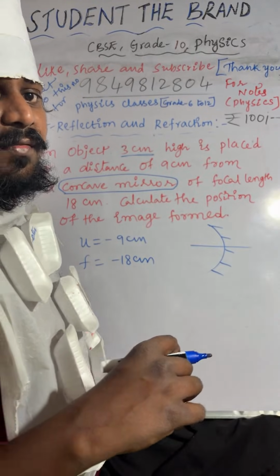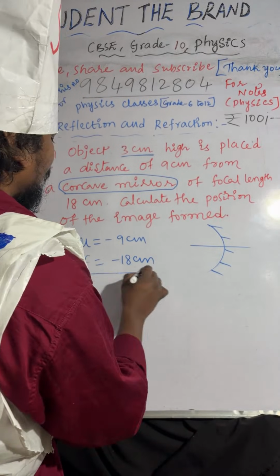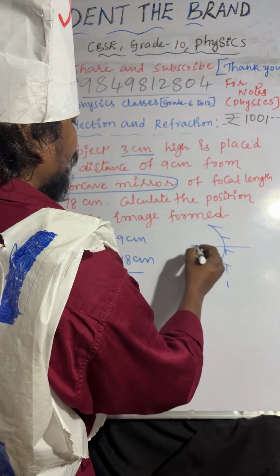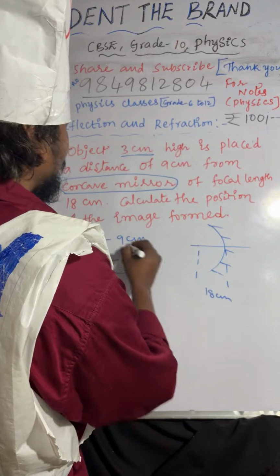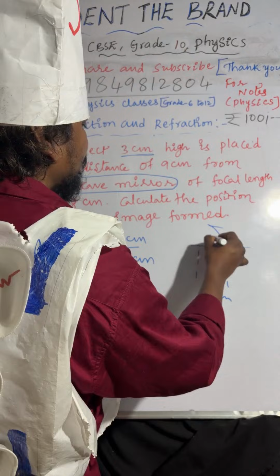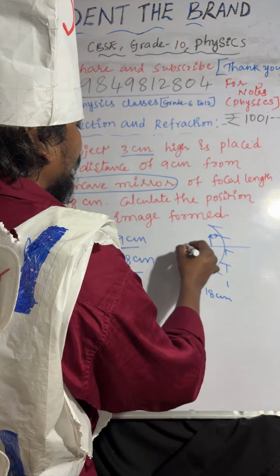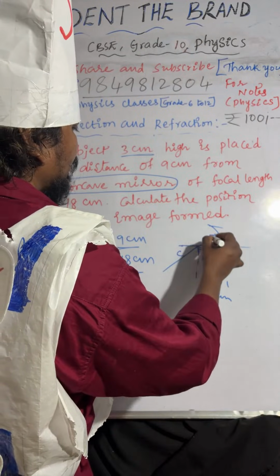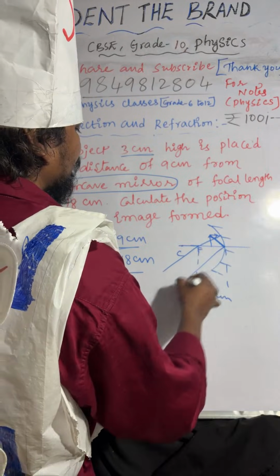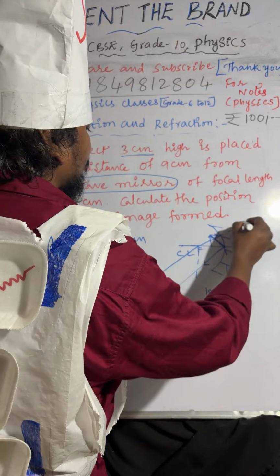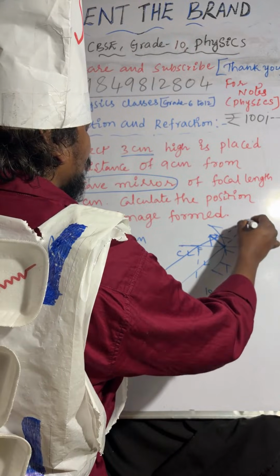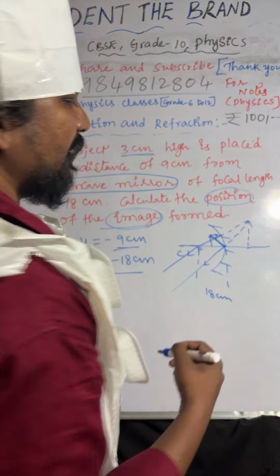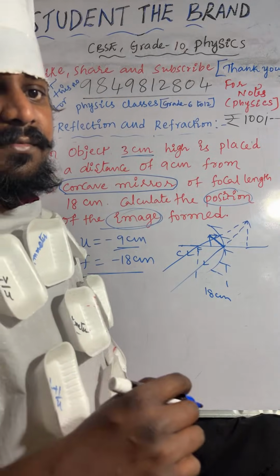Here you need to understand one thing. The focal length for the concave mirror is 18 centimeter, the question itself has given it. Then the object is at 9, so the object is placed here. What is the meaning of this? That means the image will form behind the mirror. Already this is fixed. But we have to find out the position of the image. So that is left.